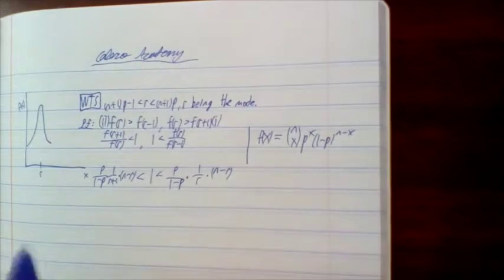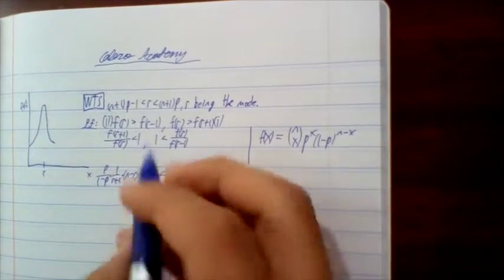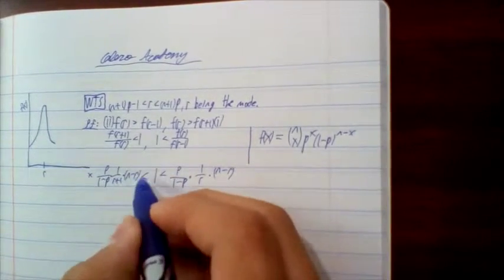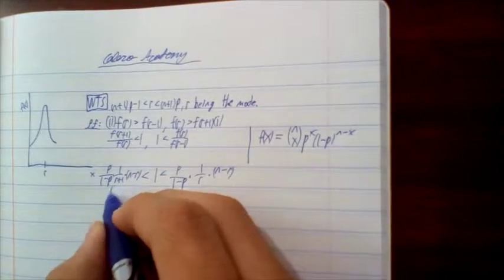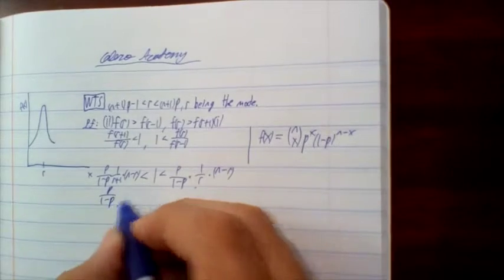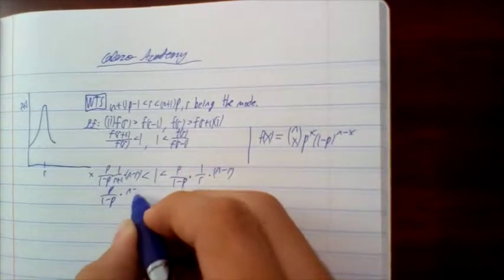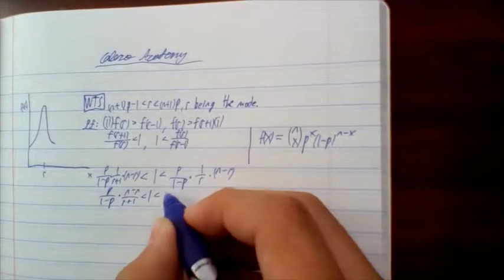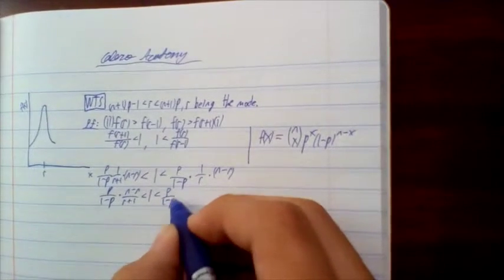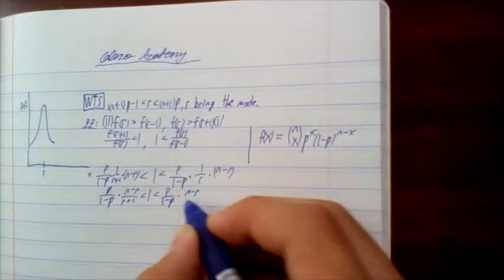Now what we're going to do is simplify things a bit. Let's get n minus r onto this side, rearranging a bit. P on 1 minus p times n minus r on r plus 1 is less than 1, which is in turn less than p on 1 minus p times n minus r on r.